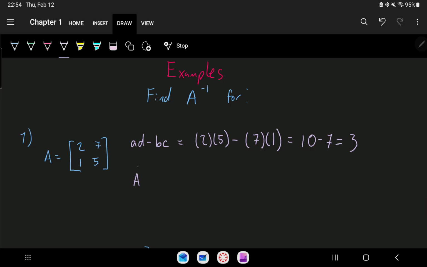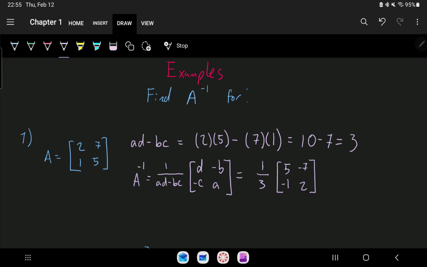So now we can take this and plug it into our formula. Again, we're writing it out a billion times so that we remember it. The inverse of A is 1 over AD minus BC times the matrix D, negative B, negative C, A. And when we plug our numbers into this, we're going to get 1 over what we just calculated, which is 3. And then for the matrix, we're going to swap A and D. So the diagonal is going to be 5, 2. And then we're just going to take the opposite of B and C. So it would be negative 7, negative 1.